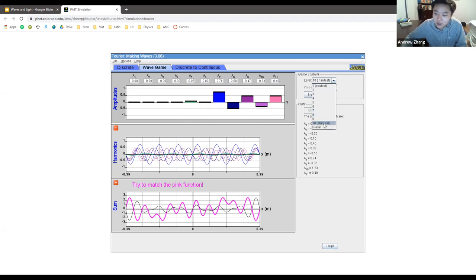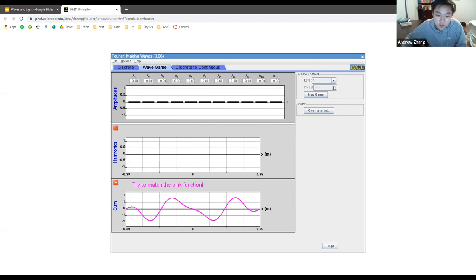I wouldn't recommend going to level 10 because it just seems impossible, but you can try other levels and see how the game plays. And aside from that, there's not really much else I have left to say. Are there any questions?